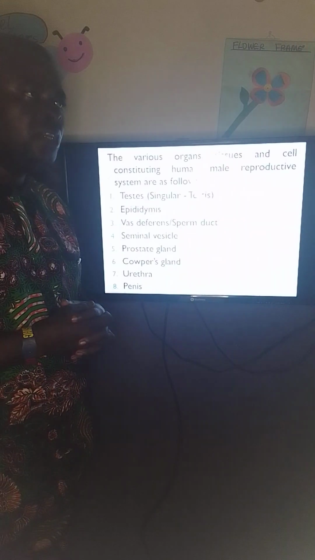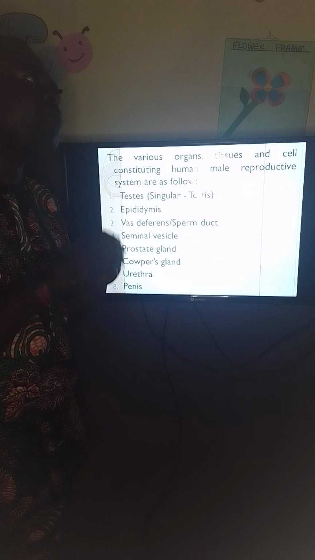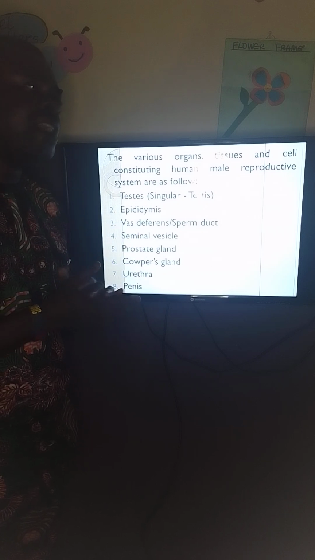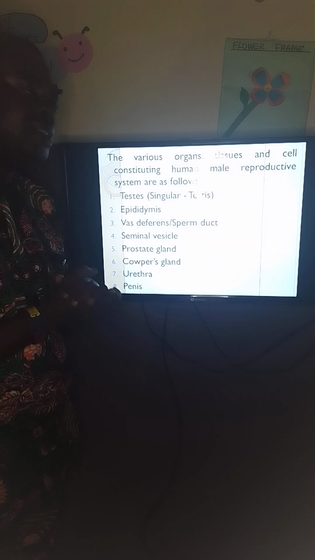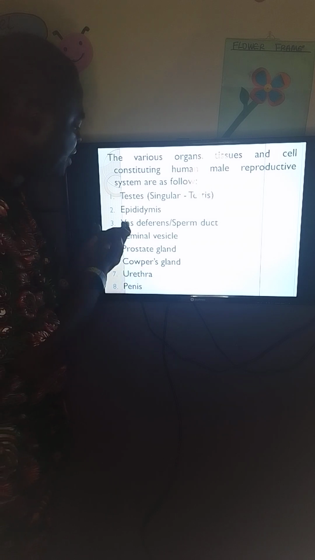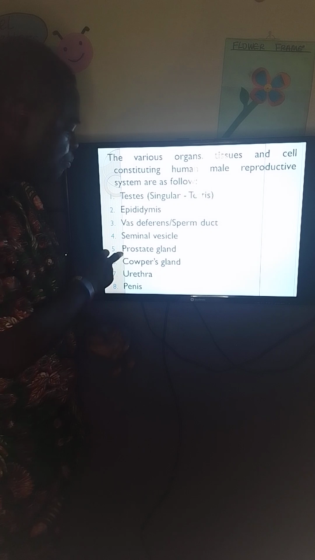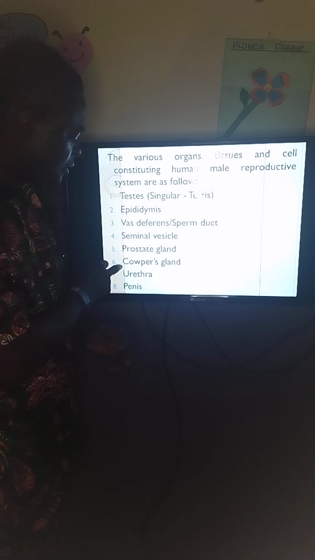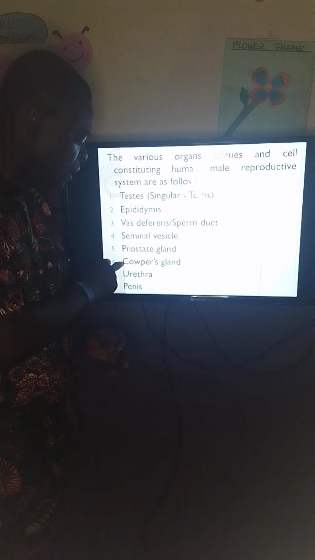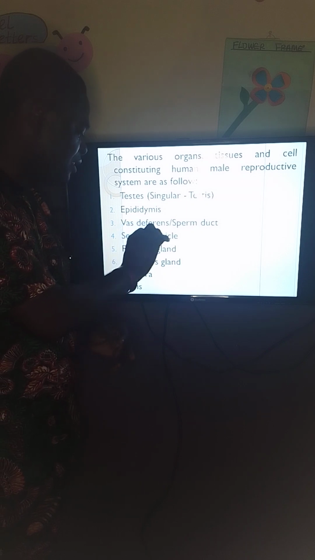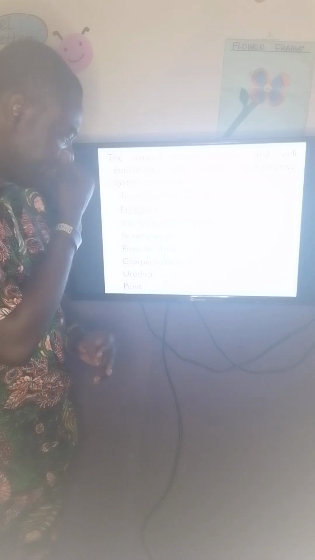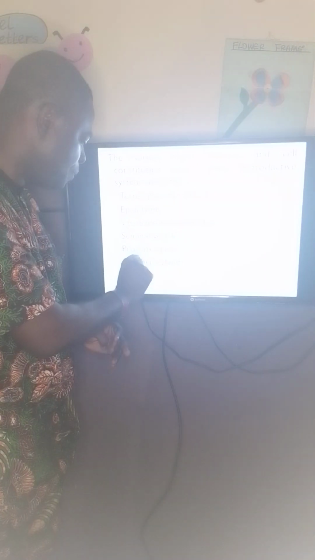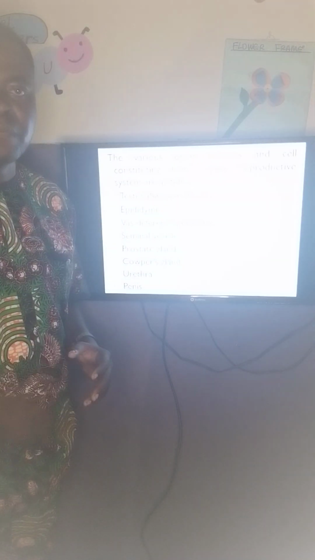Since a system comprises many organs, the organs that constitute the male reproductive system in human beings are the testes, epididymis, vas deferens, seminal vesicle, prostate gland, Cowper's gland, urethra, and the penis. But the seminal vesicle, prostate gland, and Cowper's gland are around the sperm ducts, or the vas deferens. They surround the sperm ducts.